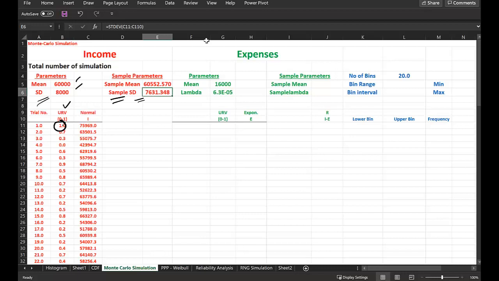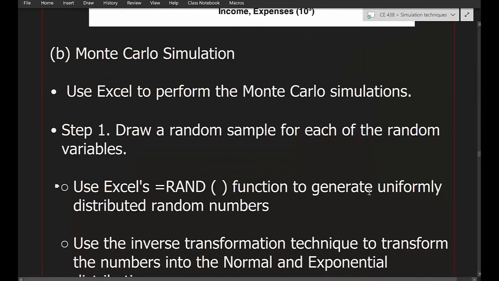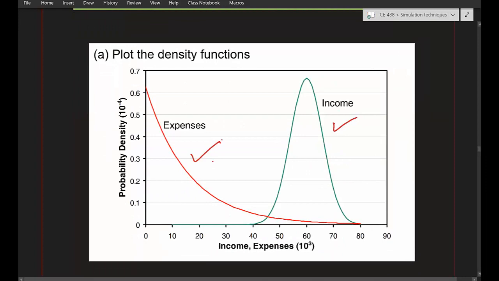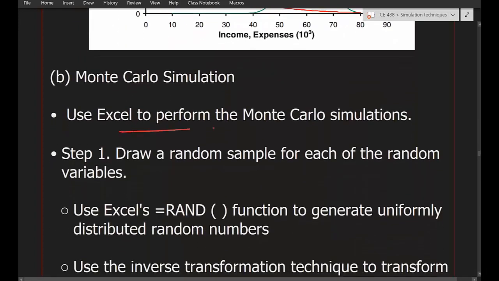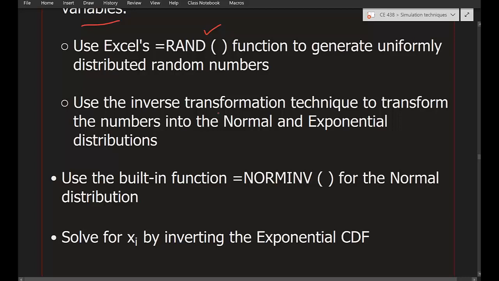Now let us simulate the corresponding expenses. To simulate expenses that follow an exponential distribution, we will use the inverse function method to derive an expression for simulating the corresponding x value. So let us first derive the expression in this case. So you see, this is what we have plotted. This is my income and this is my expenses. So now using this, we can use an Excel sheet to perform Monte Carlo simulation. And the first step is to draw the sample for each random variable. In Excel, we use the RAND function to generate random numbers, and then we used the inverse transformation technique for the normal distribution, and we will also use the same for the exponential distribution.